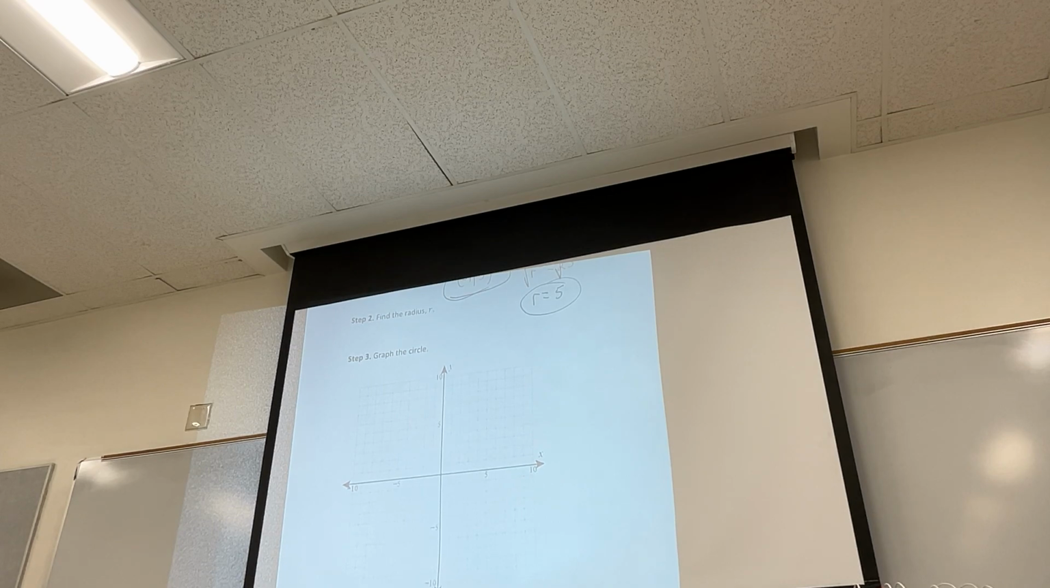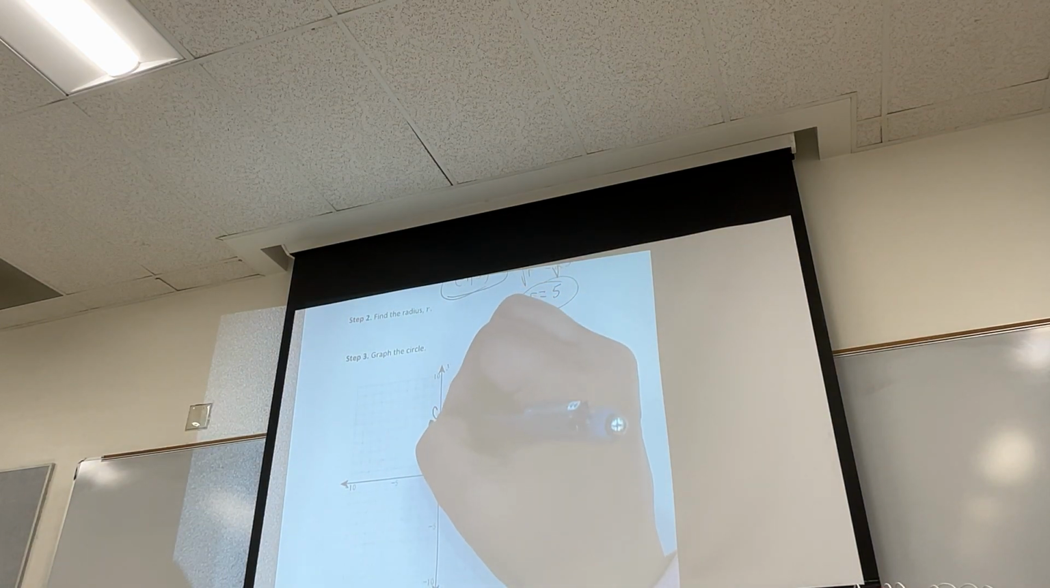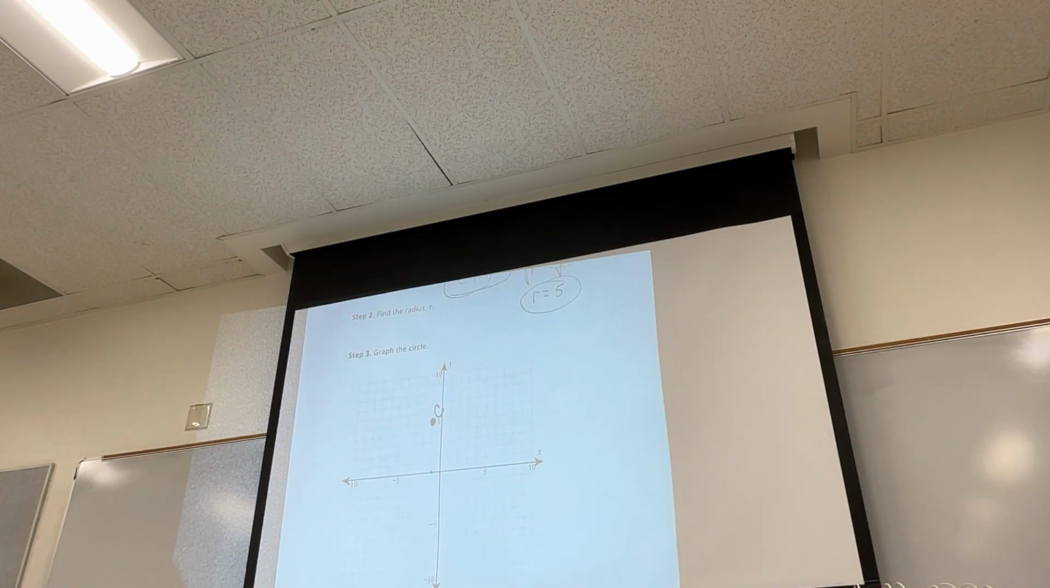Let's see how nice these circles are. -1,5. That's my center, my C. My radius is what? So I got to go up 5. I got to go down 5. I got to go to the left 5. And I have to go to the right 5. And then I connect my dots to get my circle, because each one of those is a radius.